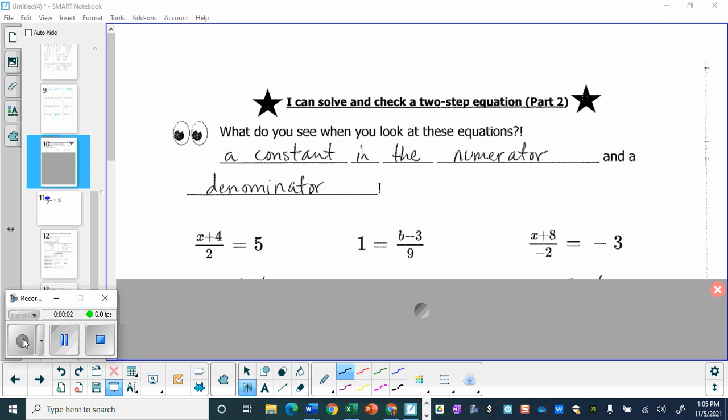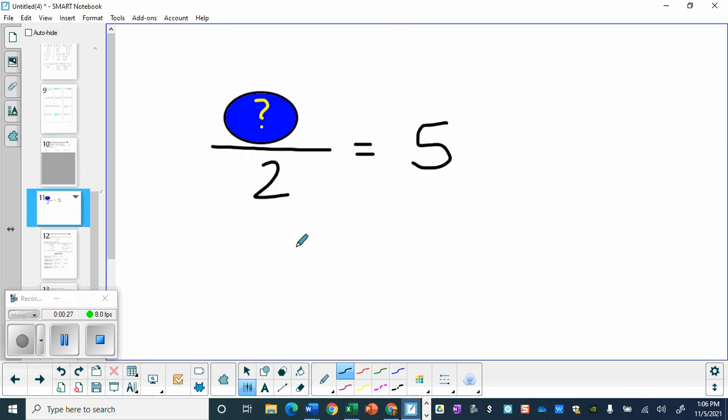So in this video, we're going to be reviewing a new type of solving an equation. We're going to be looking at these problems, and when we look at the problems, we're going to be seeing a constant in the numerator, and then we'll also see a denominator down below. Now, real quick, this problem is not in your notes or anything.